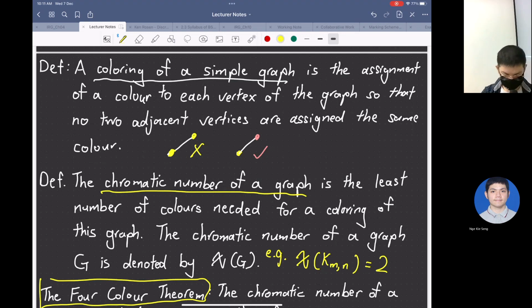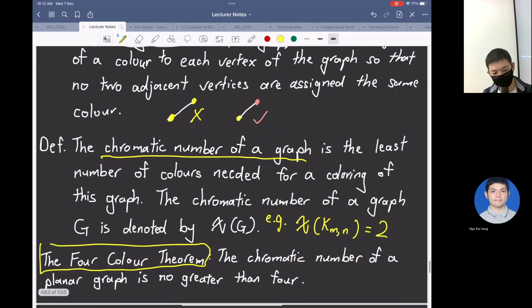Next is the 4-color theorem. I think we won't prove this because the proof is out of the scope. The chromatic number of a planar graph is no greater than 4. That's why just now we can color the map using 4 colors, or fewer.